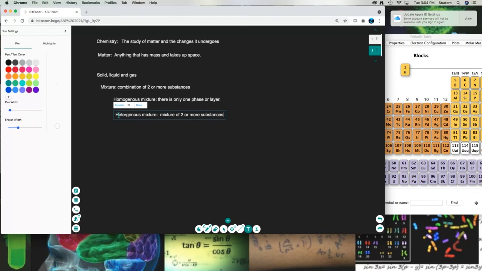And what will happen is we'll get two separate layers, right? One will be on top of the other, which there are distinct phases and identities of substances retained.